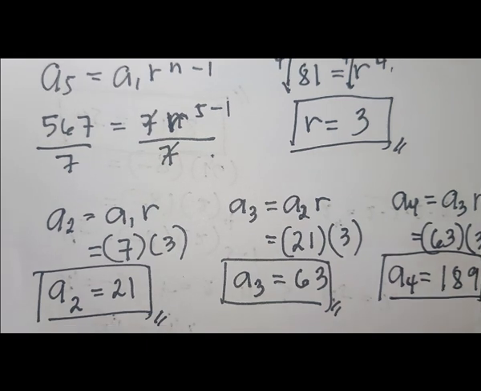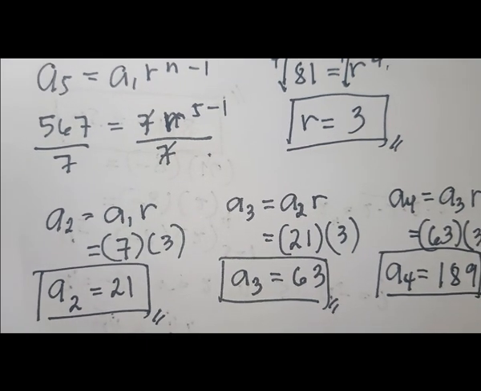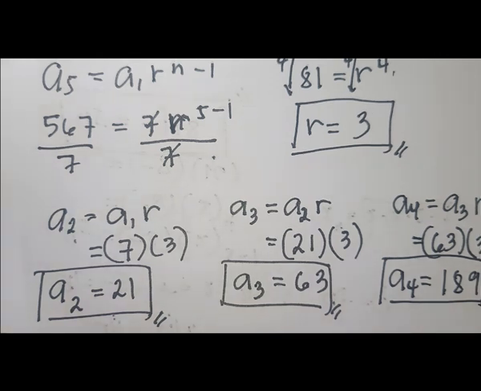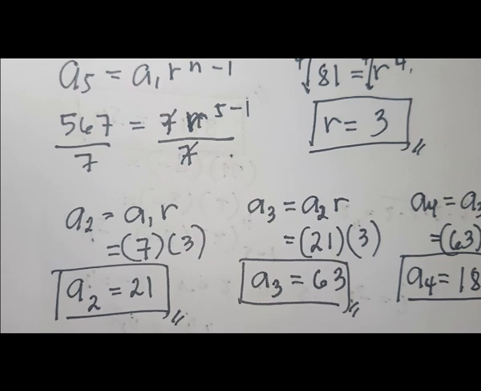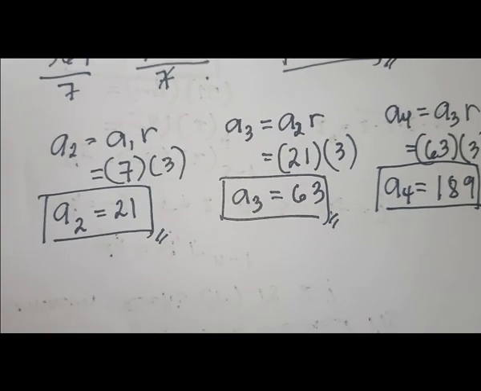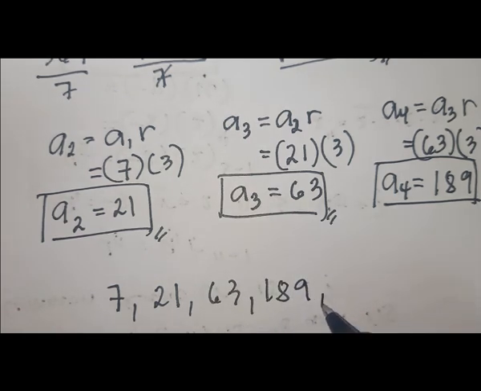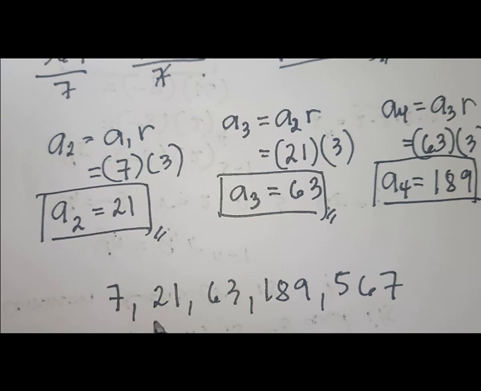So ngayon, meron tayong value ng 3 geometric means na hinahanap natin, which is yung a sub 2, which is 21, a sub 3, which is 63, and a sub 4 is equal to 189. Okay? So it means the geometric sequence from the given are 7, 21, 63, 189, and 567, which is the second term is 21, the third term or a sub 3 is 63, the fourth term or a sub 4 is 189.